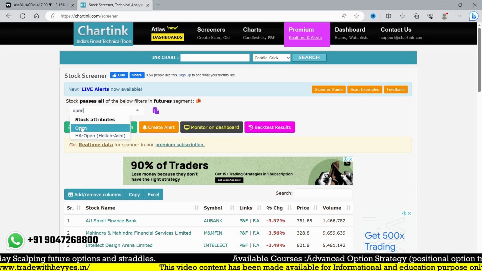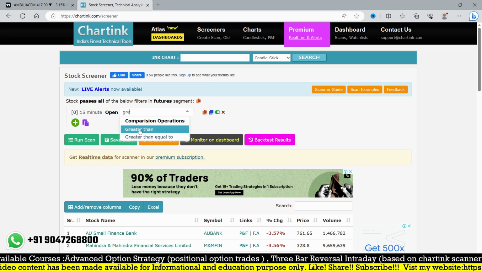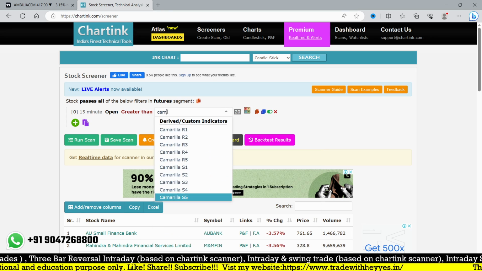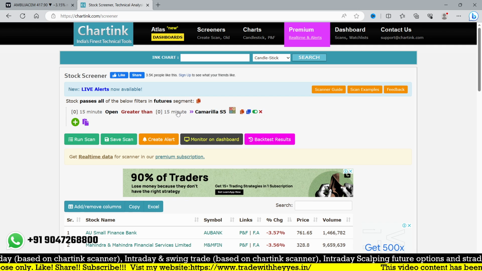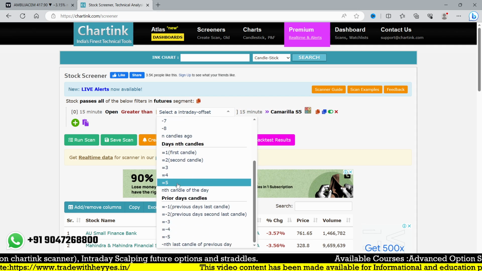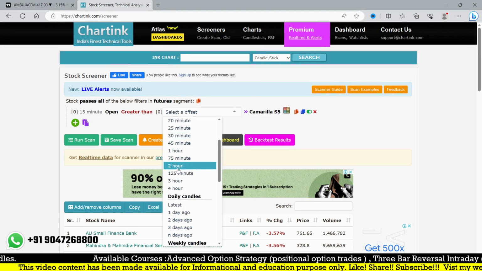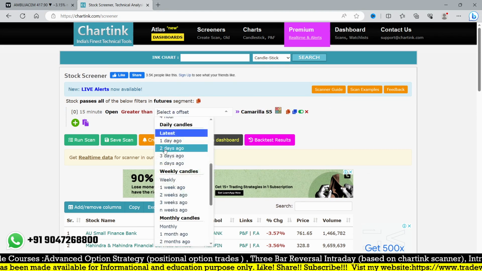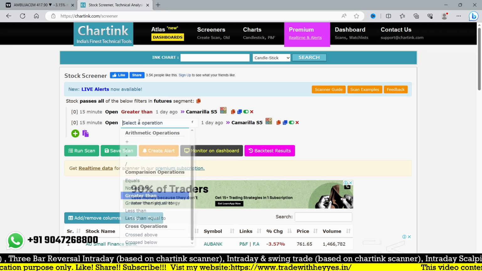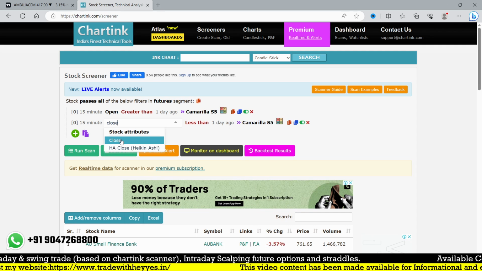The condition is that the 15 minutes open must be greater than Camarilla S5. That should be a daily time frame. The levels are calculated from the open, high, low, close of the previous day. If you are using a 15 minutes time frame, that may vary, so here I am just using one day ago. The same condition I am copying right now. It must be less than, and here it should be the closing price must be less than.